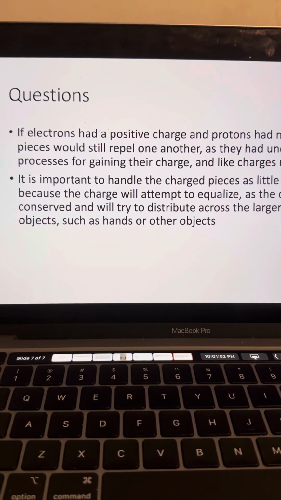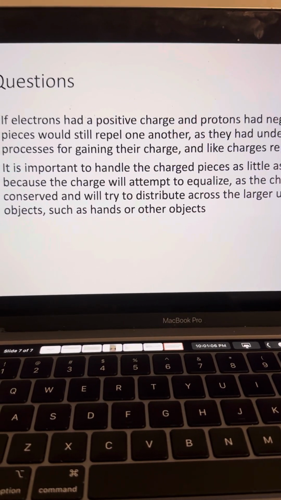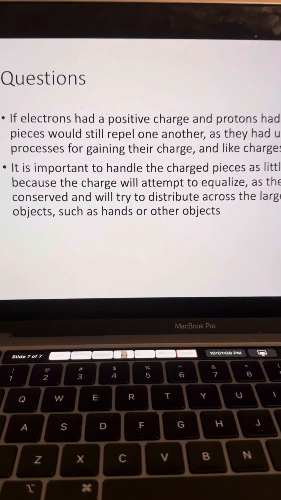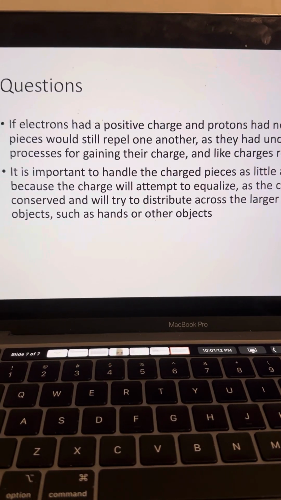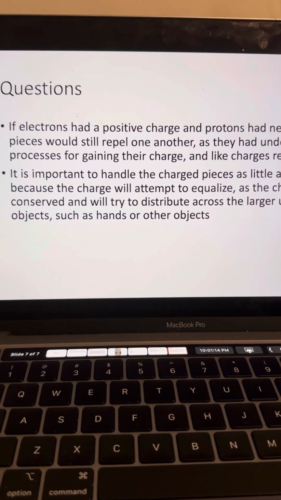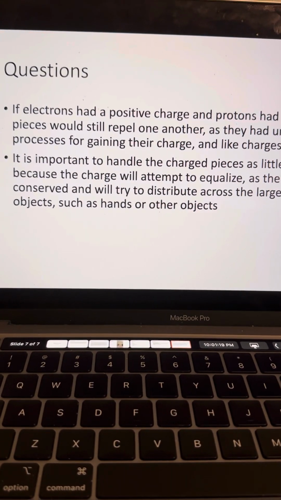It's important to handle the charged pieces as little as possible because the charge will attempt to equalize, as the charge is conserved and will try to distribute across larger uncharged objects. So handling is kept to a minimum to reduce that.